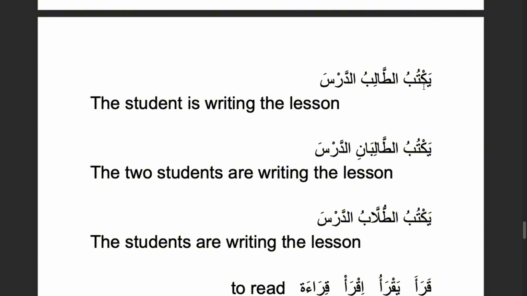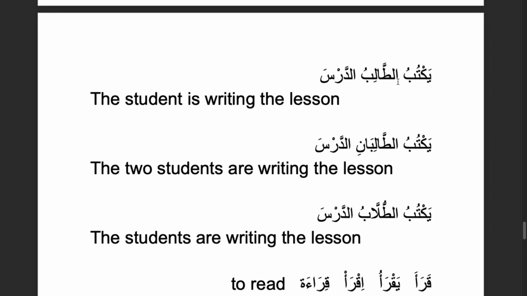You call it the fi'l, the fa'il, and the maf'ul bihi. So the fi'l is the verb. The fa'il is the one doing the verb, and this is usually with a dhamma. That's the easiest way to explain it right now. And the maf'ul bihi is the thing the verb is being done upon, and that will usually take fatha. Again, that's like 90% of the time, but there is exceptions. So we say yaktubu at-talibu ad-darsa. So the student is writing the lesson.